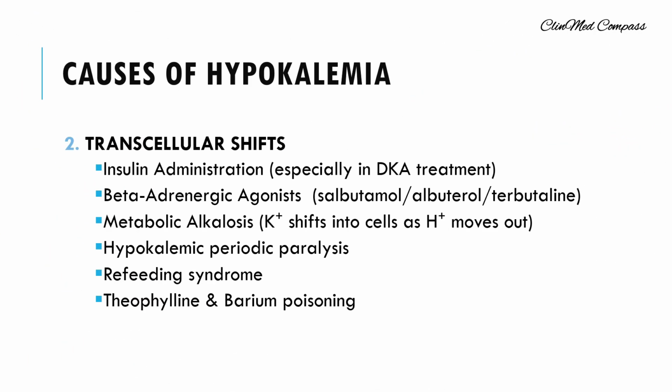Hypokalemia can arise through transcellular shifts. Potassium can shift into the cells in situations like insulin administration, as in DKA treatment, beta-adrenergic agonists, salbutamol, terbutaline, metabolic alkalosis, hypokalemic periodic paralysis, refeeding syndrome, use of theophylline, and barium poisoning. All these contribute to the transcellular shift of potassium.